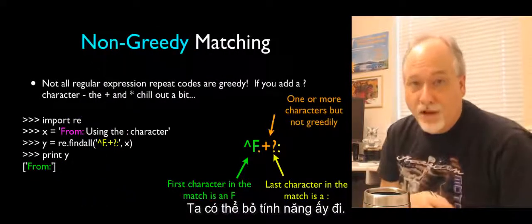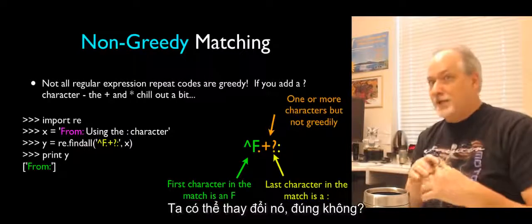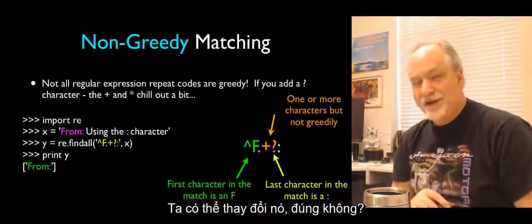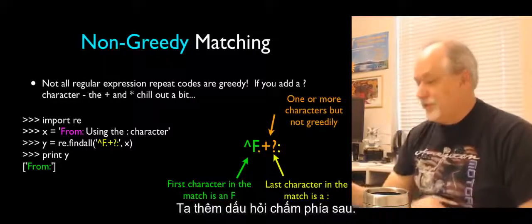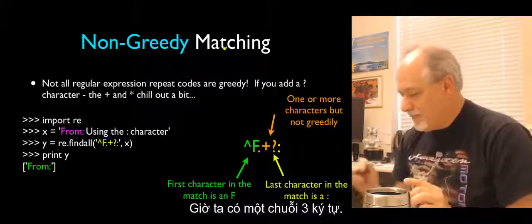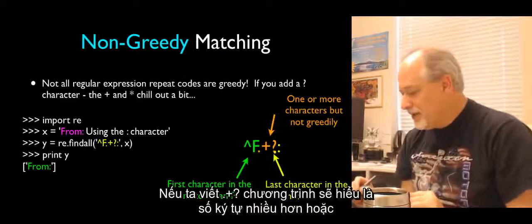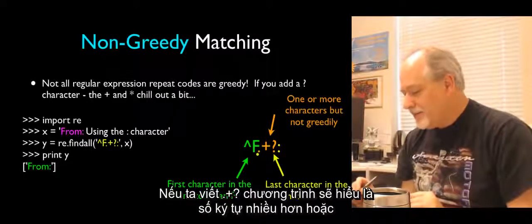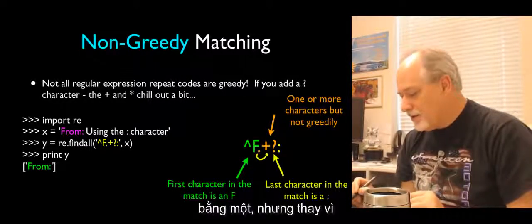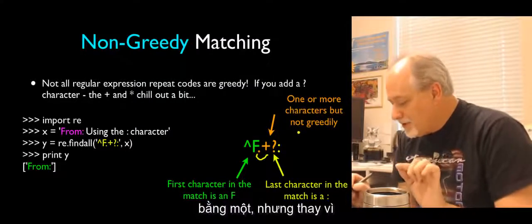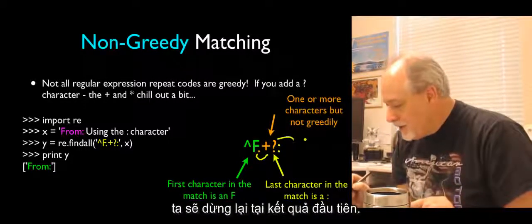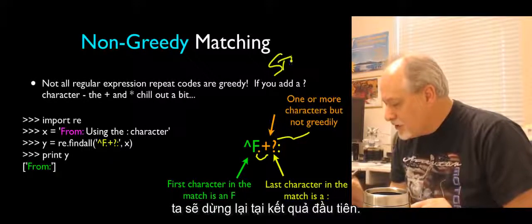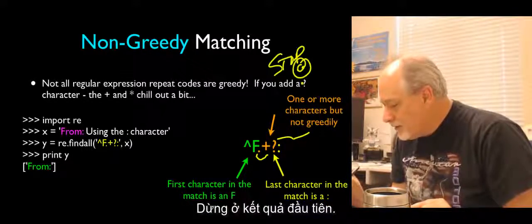Now you can turn this off. It's a programming language. We can tweak it. And so we add a question mark. So this is a three-character sequence now. So if you say dot plus question mark, that says one or more of any characters, push. But instead of being greedy and pushing as far as you can, this means stop at the first.